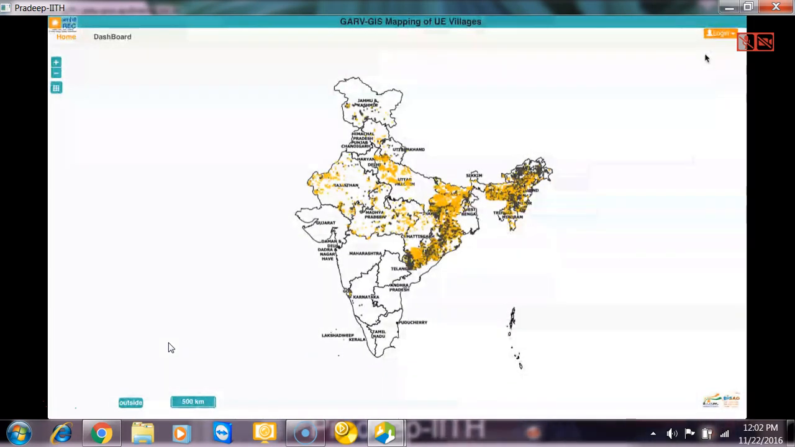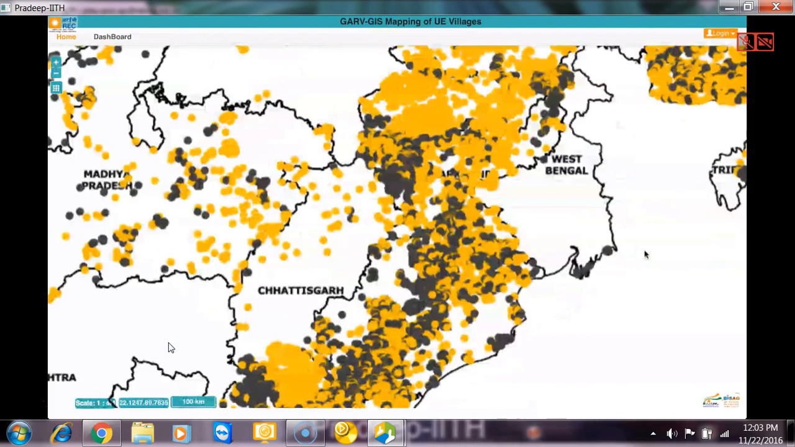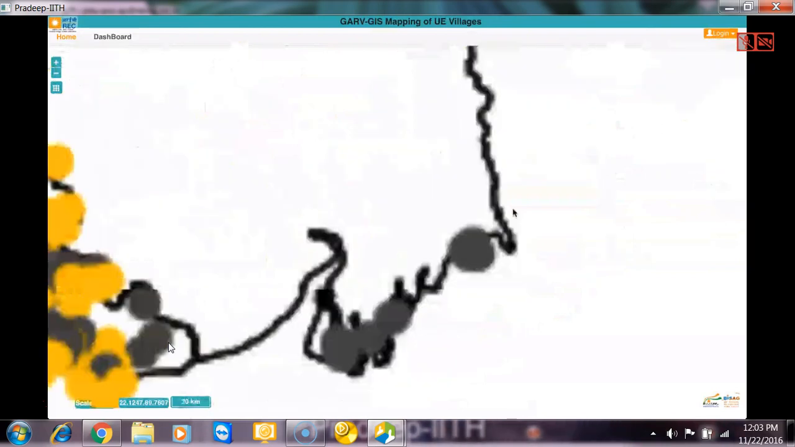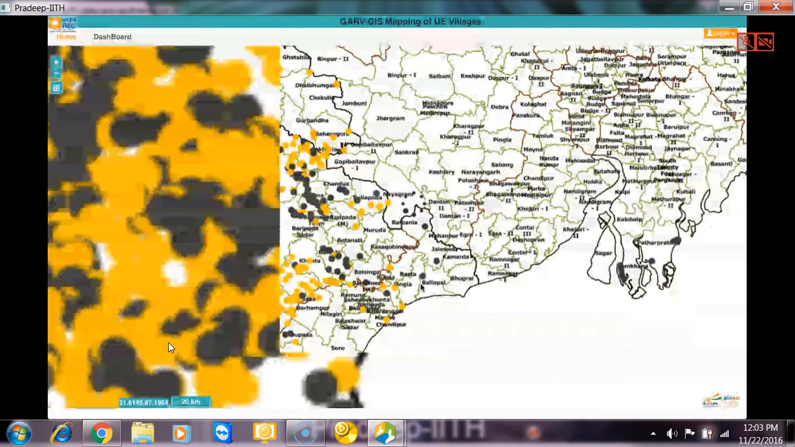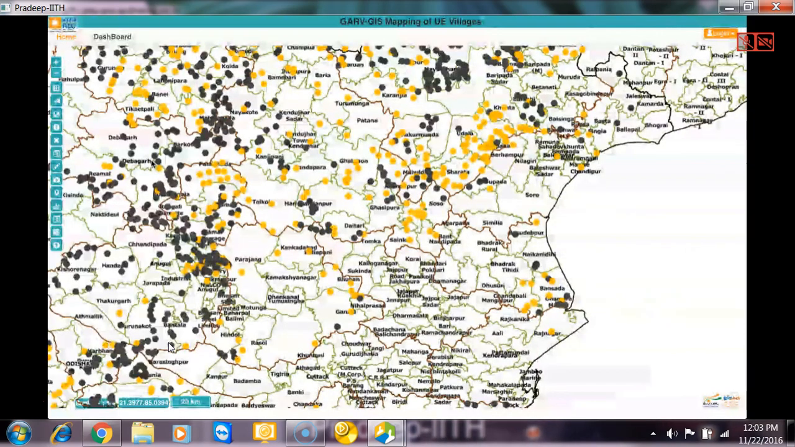Now I think you are able to see an all India map, and in this map there are some different locations. Each village, how it is electrified and all, I think that information is being provided in this map. This is a very detailed map. You can go to each region of the country and see the situation in different villages. Let me go back to the main website.